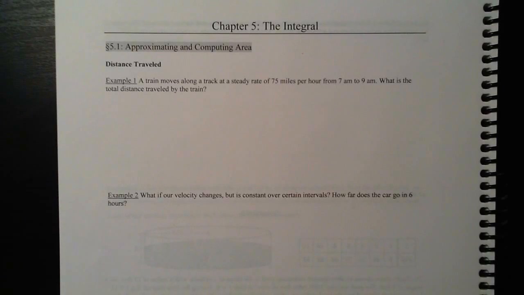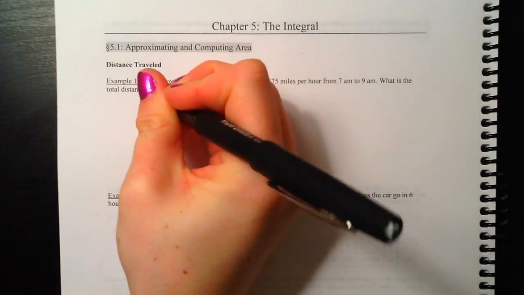So first one, it says a train moves along a track at a steady rate of 75 miles per hour. Like I said, this first example is going to seem very, very trivial. Traveling from 7 to 9, what is the total distance traveled by the train? This is kind of a physics sort of application that we could make. So here's just a quick little formula that I'm going to write down for you.